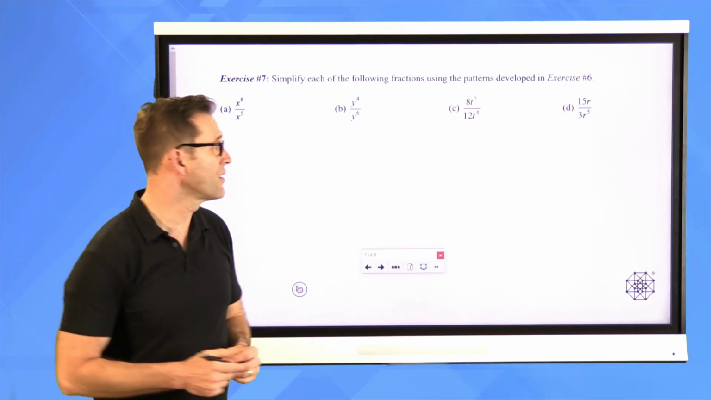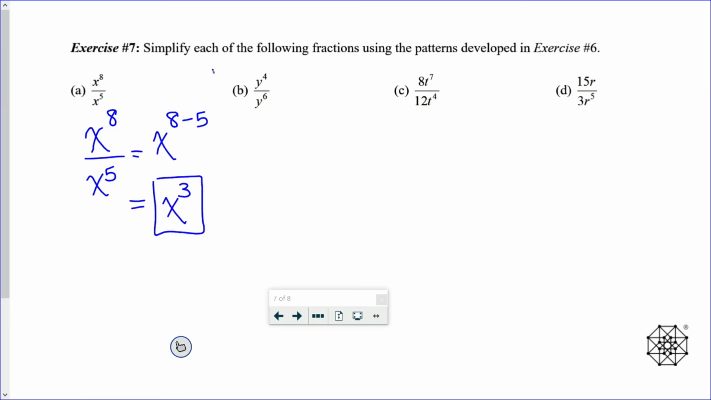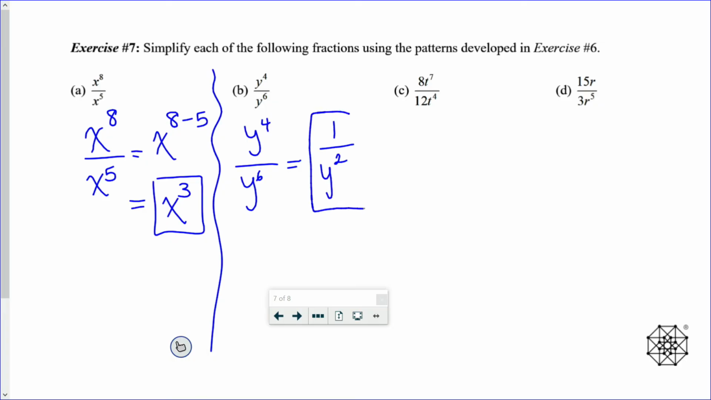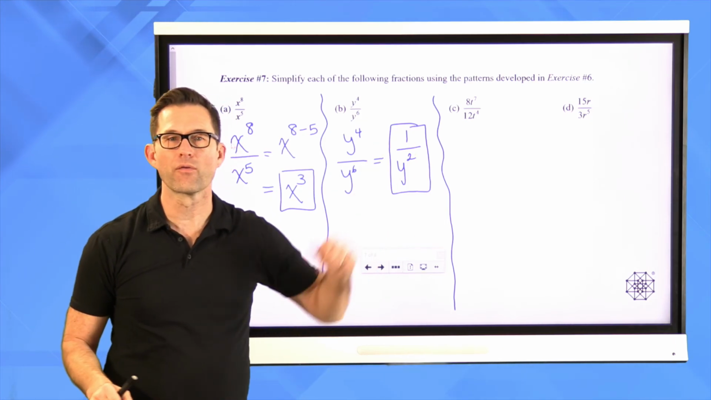All right, let's take a look. The first problem, let me write it a little bit bigger, x to the 8th divided by x to the 5th. Power in the numerator is larger than the power in the denominator, so that's just going to be x to the 3rd. Now in letter B, we have y to the 4th divided by y to the 6th. It's like 4 y's here, cancel 4 y's there, and I have 1 over y to the 2nd, right? So 6 minus 4 is 2, 1 over y to the 2nd.